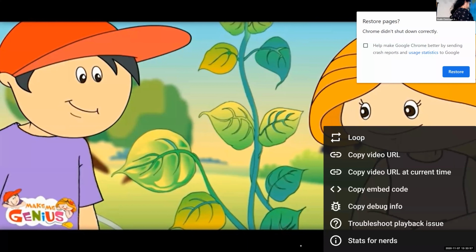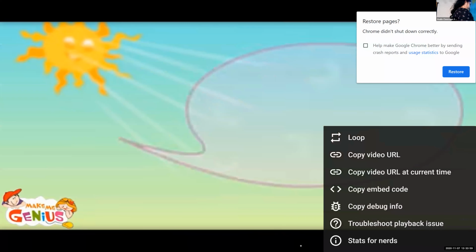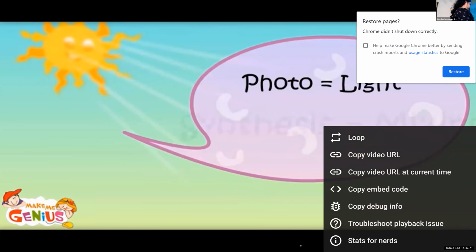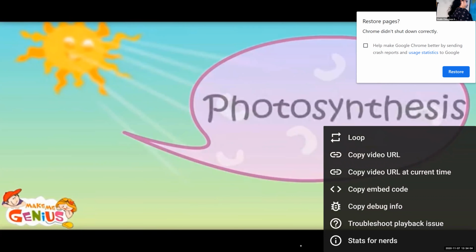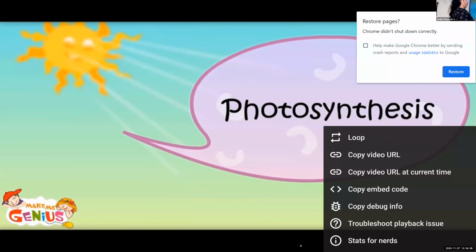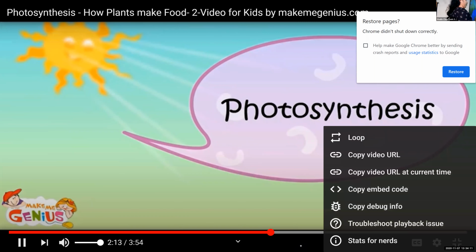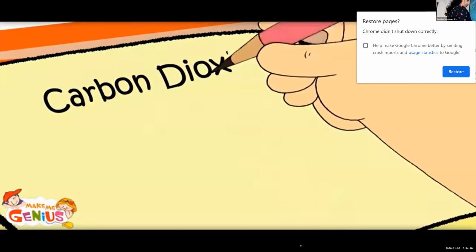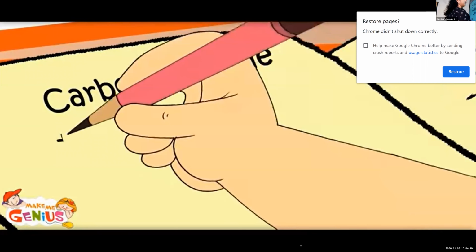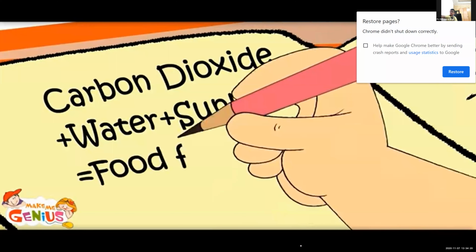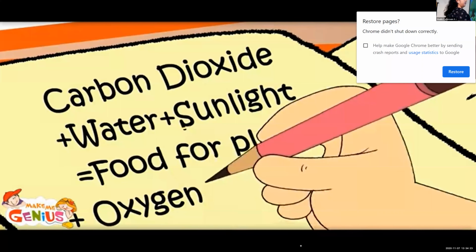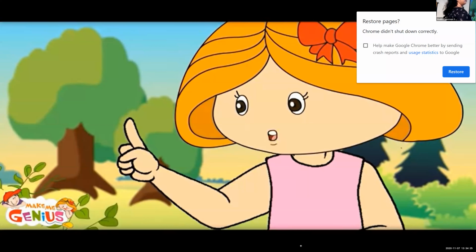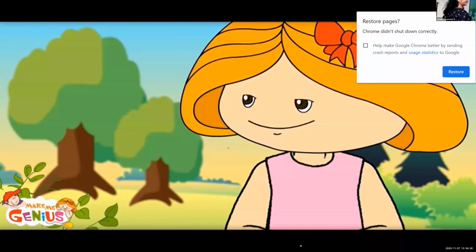Oh, photo means light and synthesis means mixing. So, mixing which takes place under sunlight is called photosynthesis. Let me note it down. Carbon dioxide plus water plus sunlight is equal to food for plant plus oxygen. Last point. Plants make the food in leaves. That is why it is called the food factory of the plant.